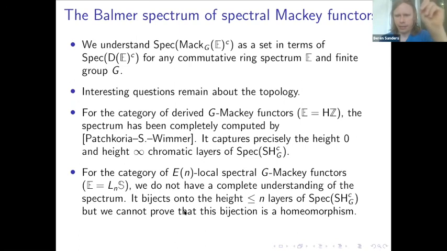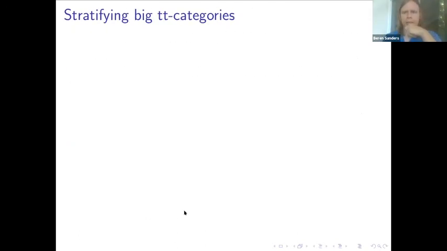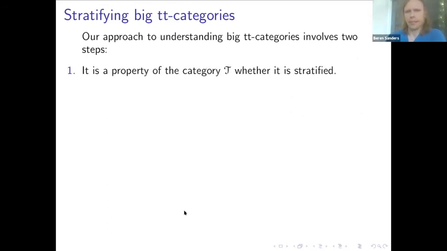And so let me just say 1 minute to kind of summarize that. Our approach to understanding big tensor triangulated categories involves 2 steps. First, it's a property of the category whether or not it is stratified. There's no auxiliary actions, there's nothing, it's just a property of the category.